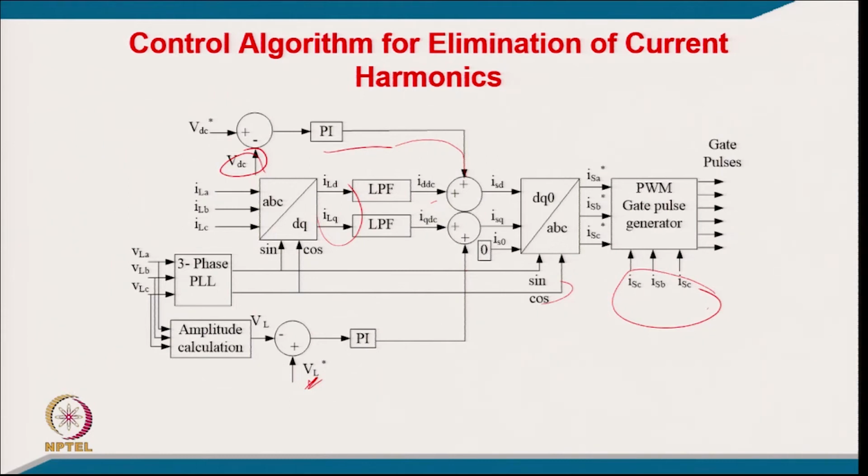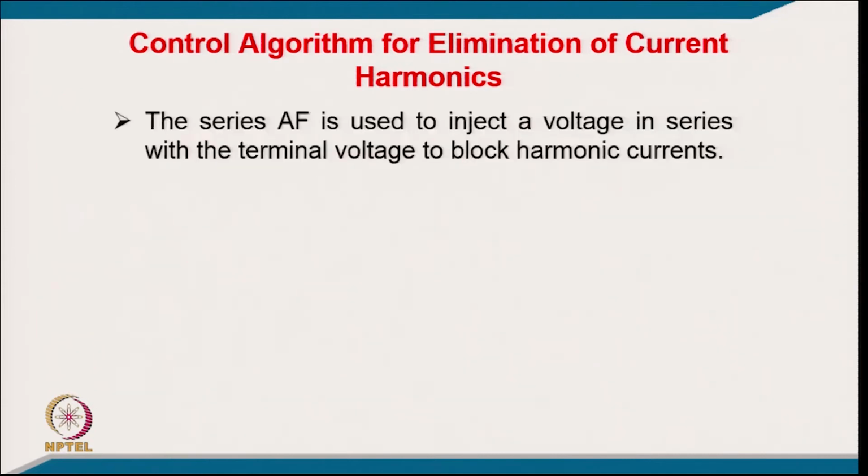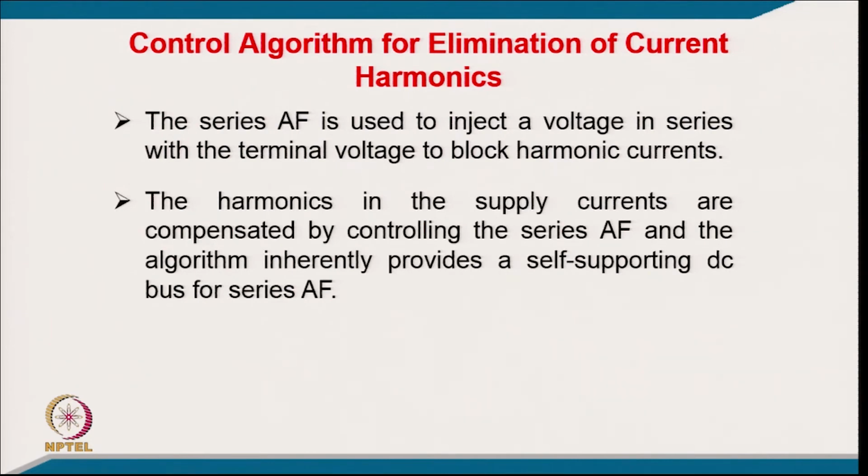So, this can work indirectly as a series active filter for current harmonic elimination as well as for eliminating the voltage harmonics and other voltage based compensation. So, the series active filter is used to inject the voltage in series with the terminal voltage to block the harmonic currents, and the harmonics in the supply current are compensated by controlling the series active filter, and the algorithm inherently provides a self supporting DC bus of the series active filter.